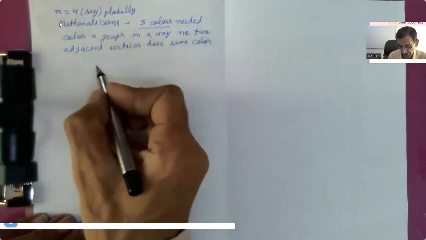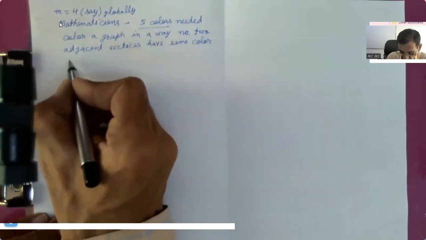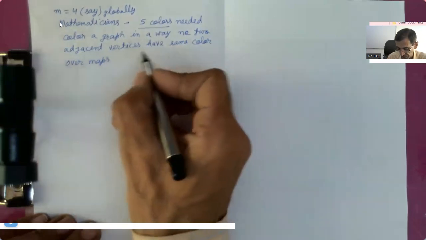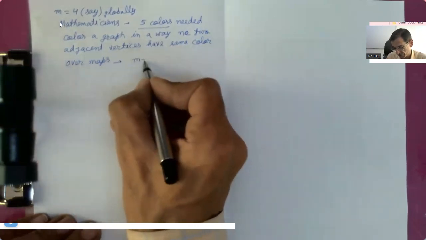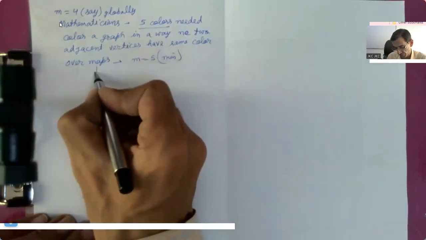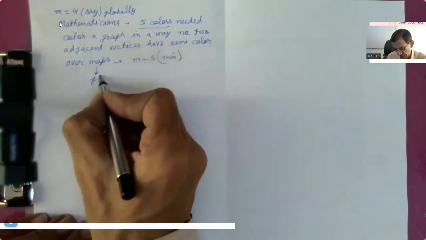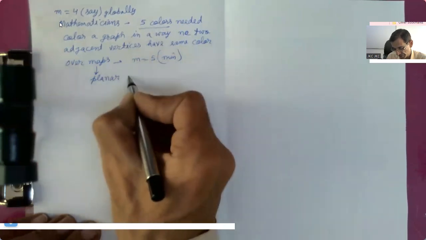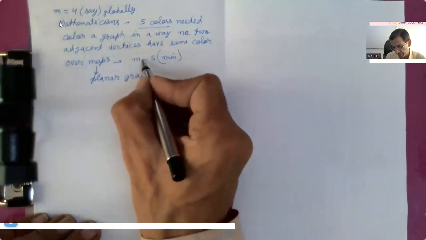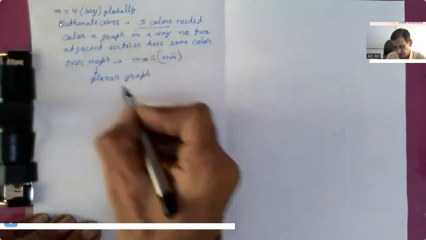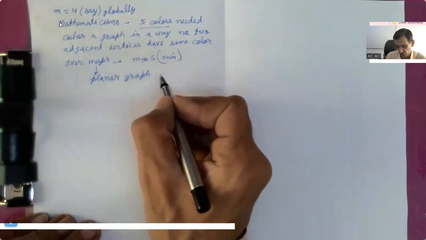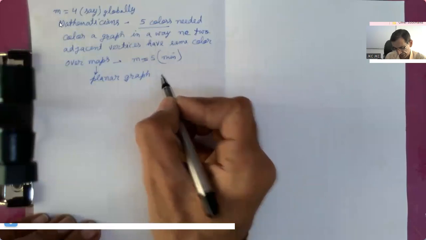And this was actually applied by mathematicians over maps. And for years together, it was assumed that M is 5 as minimum. Of course, when they applied it over maps, the assumption was that each map is a planar graph. And mathematics says over a planar graph, M equal to 5 is the minimum colors needed. What is a planar graph? I won't go into detail. It just says that the edges won't cross each other if drawn on a plane, but I need not bother.